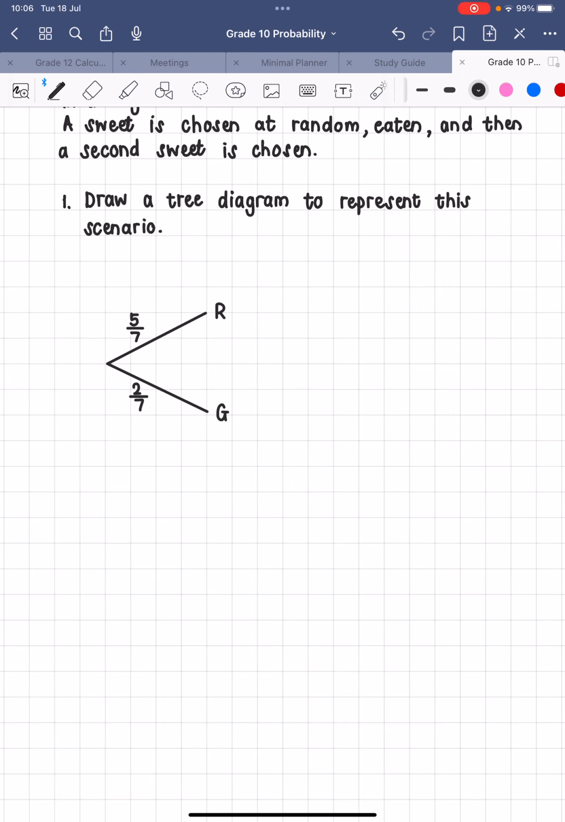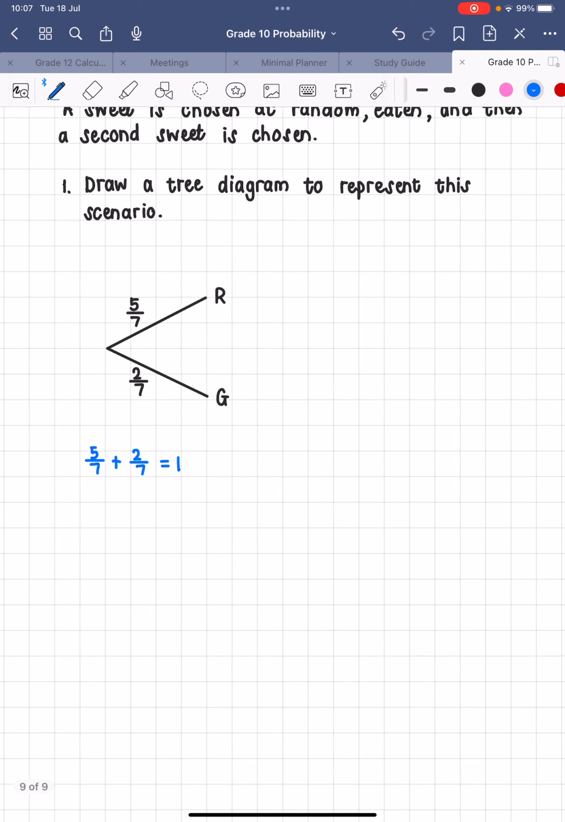Guys, very important on a tree diagram. The probabilities on one set of branches are meant to add up to 1. Okay, so this 5 over 7 plus 2 over 7 should give you 1. Let's just write that there. 5 over 7 plus 2 over 7. Guys, that will give you 7 over 7, right? Which is 1. If your numbers don't add up to 1, you've done something wrong. Okay, they always have to in one set.